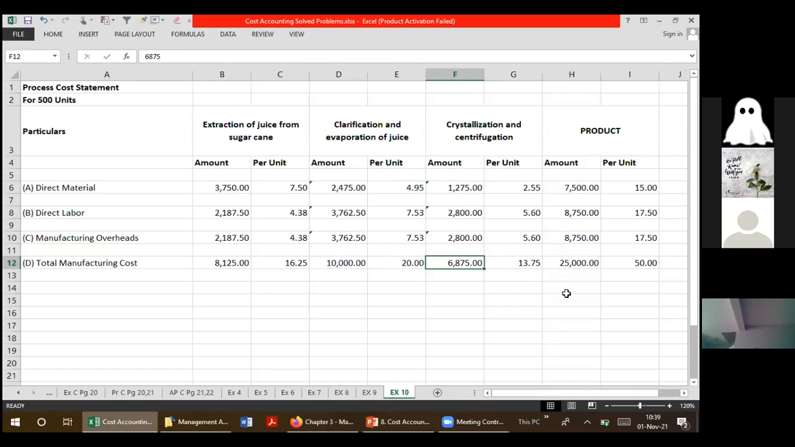So that's the cost, and these should add up to be 25,000. The process cost for the first, second, and third process, the total cost should add up to be 25,000, as it does here. And the per unit cost should also add up to be 50, as it does here.